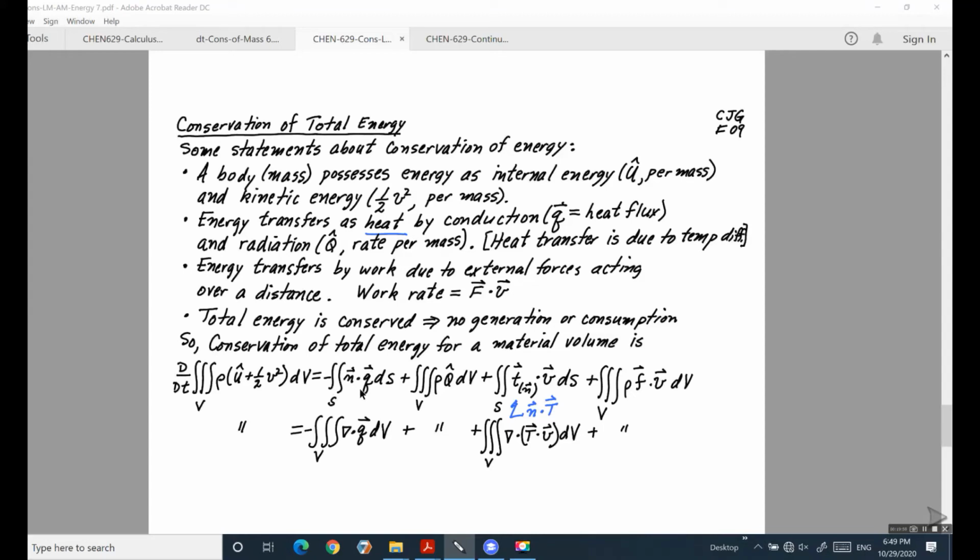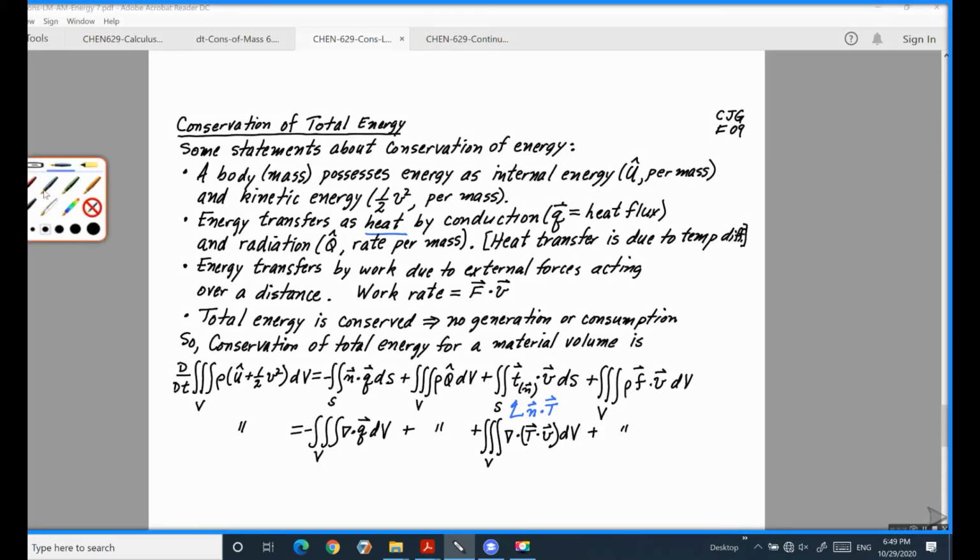At the right side, we just write the energy transfer from the surface. Let's say you have your control volume.